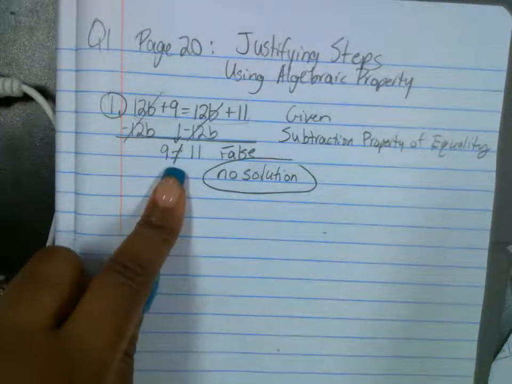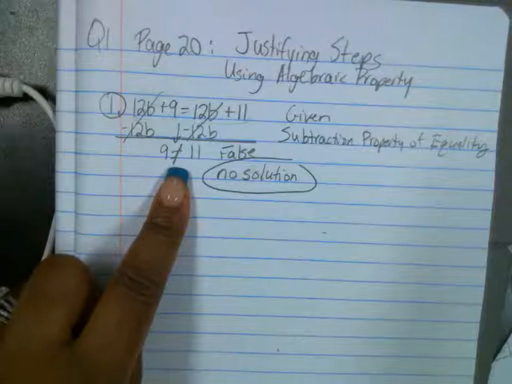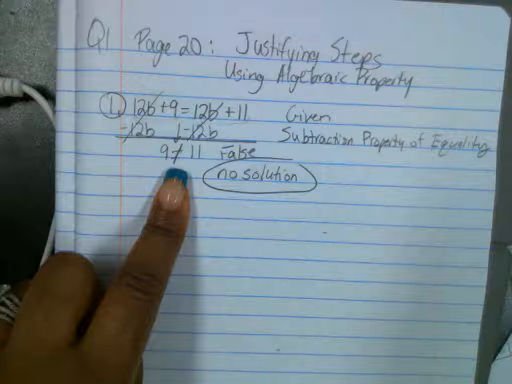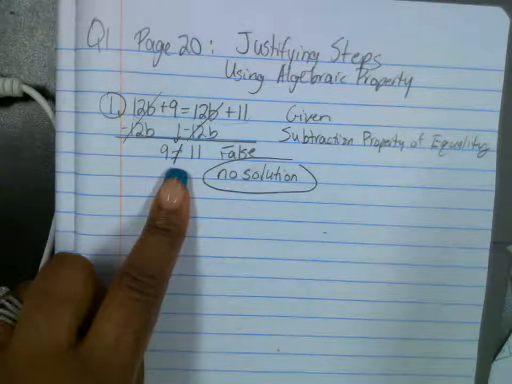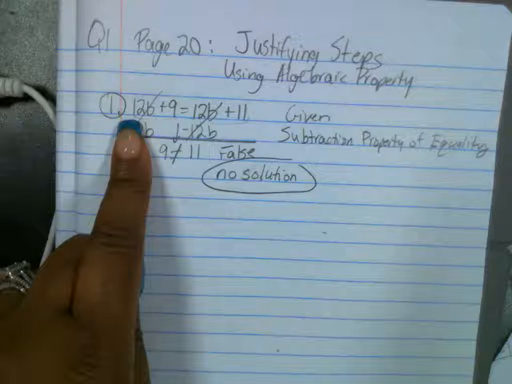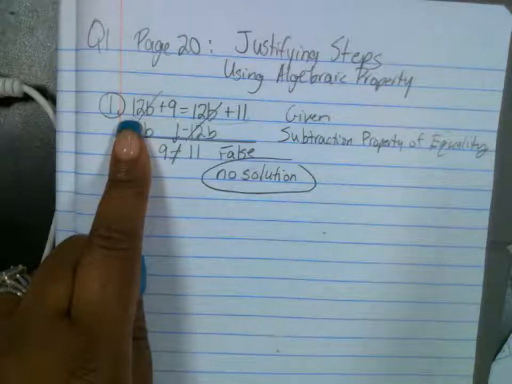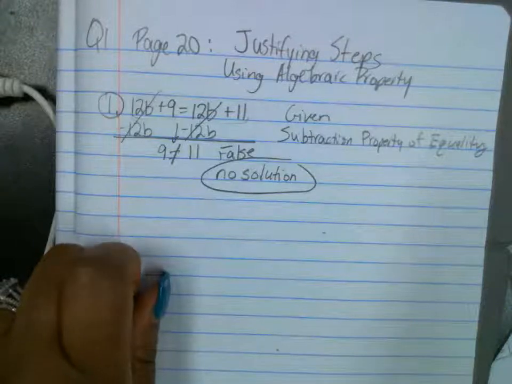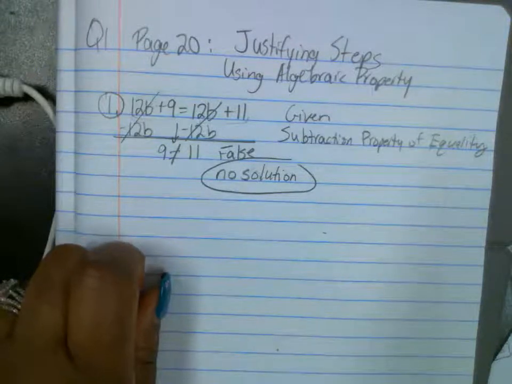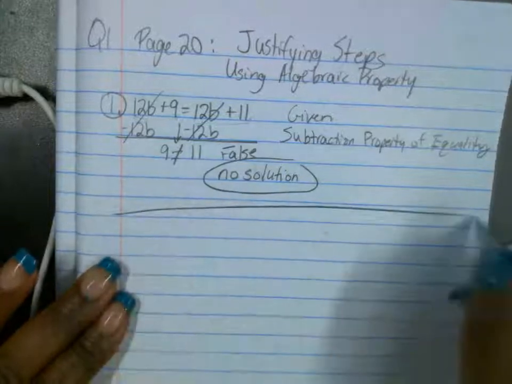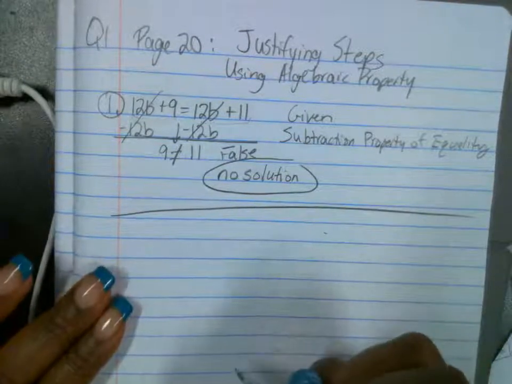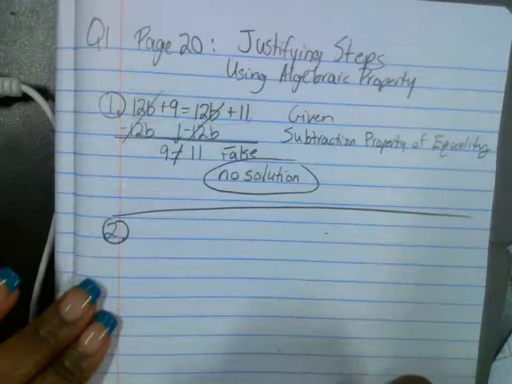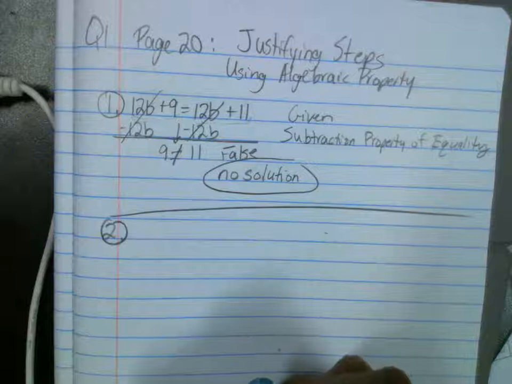If this mathematical sentence was true, it would be infinitely many solutions. That means that every number that we plug in for the variable is going to work. But there is absolutely no number that we can plug in for b that's going to make both sides of this equation true. So this is definitely no solution. Any questions about how I justified and how I solved this equation? All right. Anyone still copying? Let's move on to the second one.